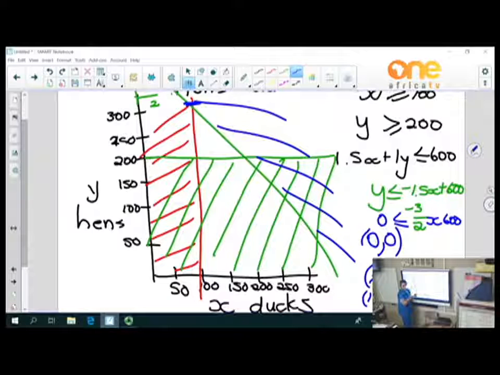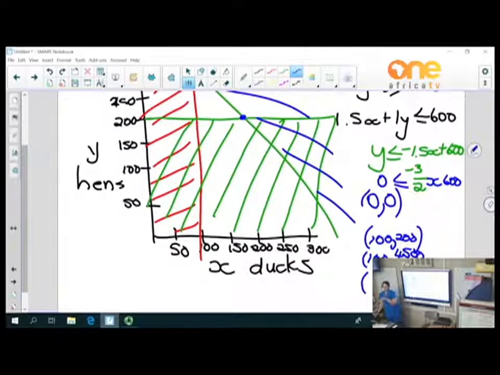Is it the last one? 100, 450. And the third one? Just remember, it must be whole ducks and whole hens. You can't work with decimals. 270 and 200. So these are the 3 vertices that we've chosen now.